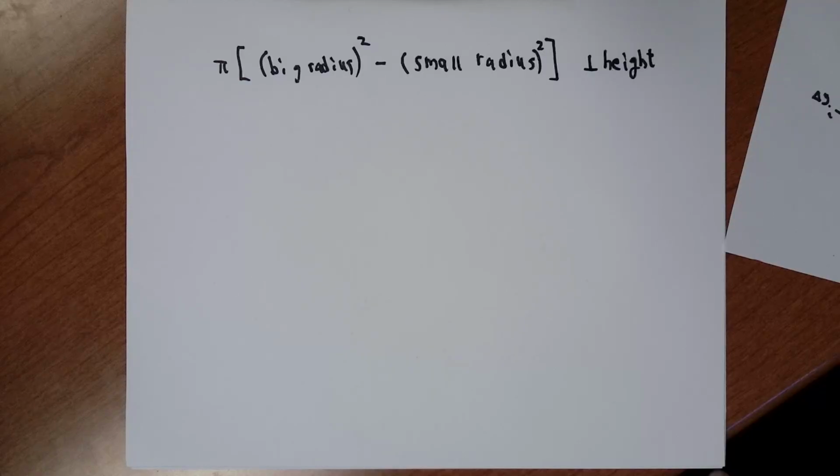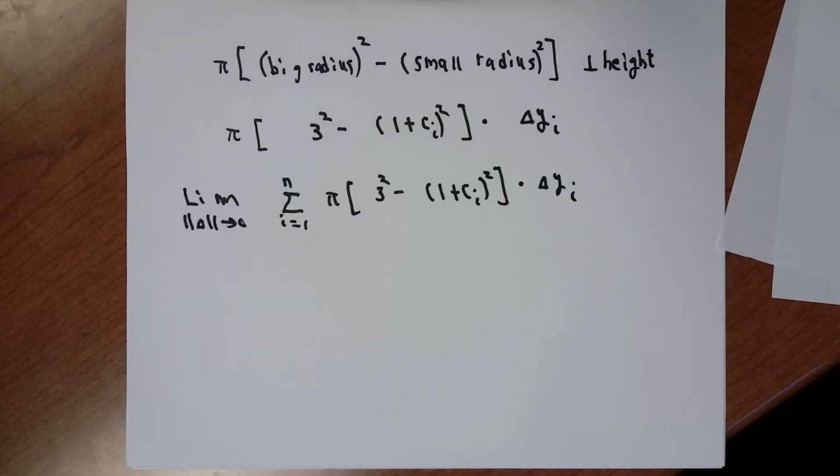The recipe was pi multiplied by big radius squared minus small radius squared multiplied by perpendicular height. I can just write that down, since we know what the big radius, the small radius, and the perpendicular height are, and by now it should come as no surprise to you that we're going to add up all such things and take the limit as all of the delta y numbers go to 0. Don't forget here, c_i is a y number, not an x number.